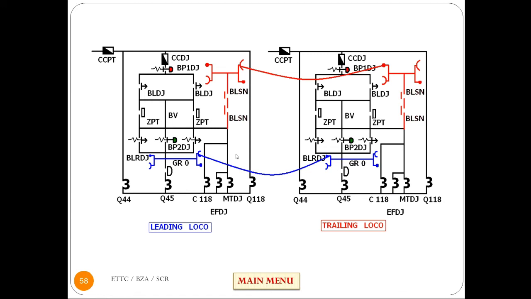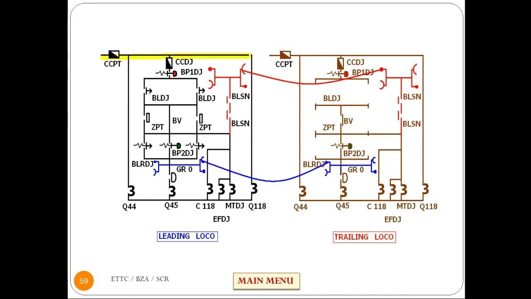Here BLSN switches are provided. Normally when they are in up condition, their interlocks are in closed condition. When you operate the BLSN, that is when you keep it in down condition, then these interlocks will open.